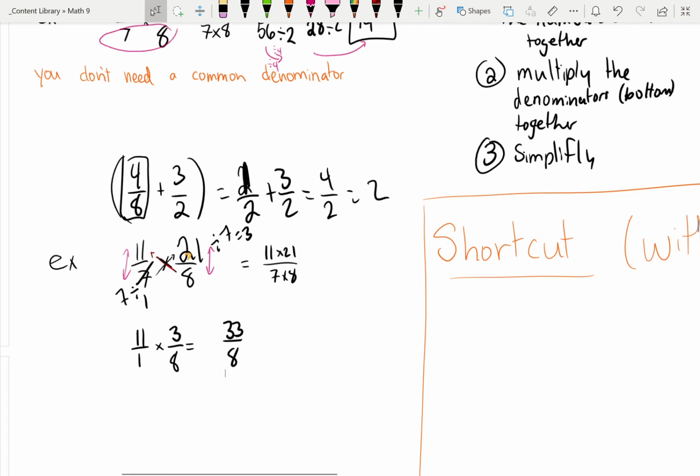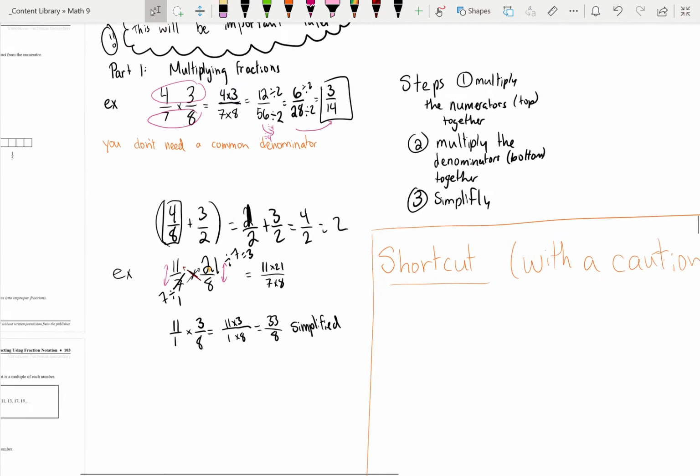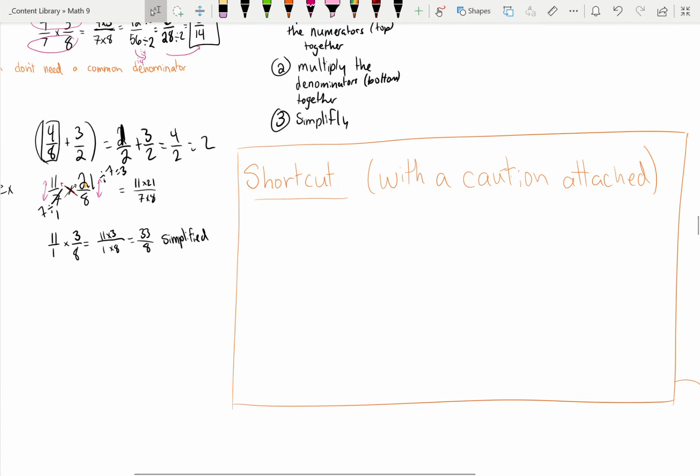So again, to show how I'm getting that, I'm doing 11 times 3 on the top and 1 times 8 on the bottom to give me 33 over 8. And this is already simplified. So the shortcut, there's going to be a caution.